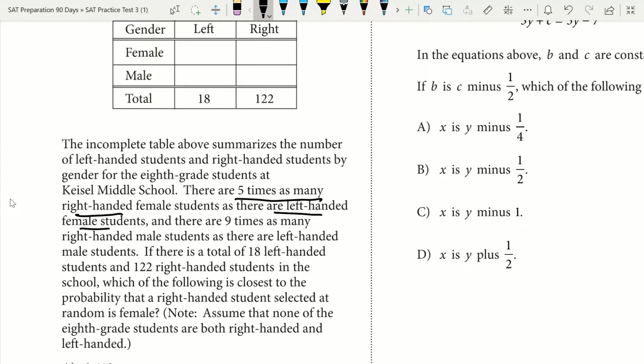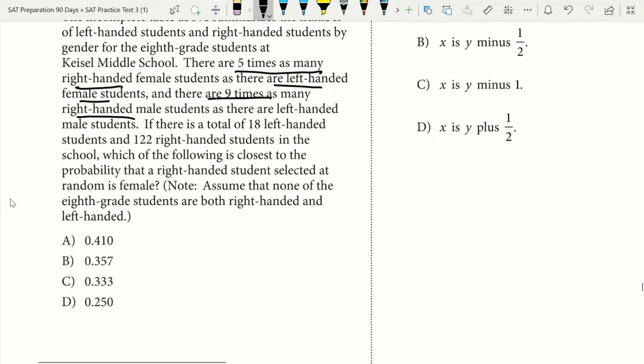Okay, so 5 times as many right-handed females as left-handed females. And we see that there are 9 times as many right-handed males as left-handed males. So 9M versus M. If there's a total of 18 and then a total of 122, I already see that in my table, which of the following is closest to the probability a right-handed student selected at random is female.